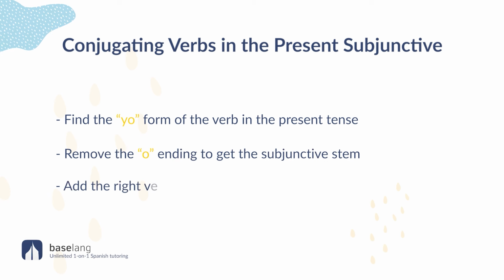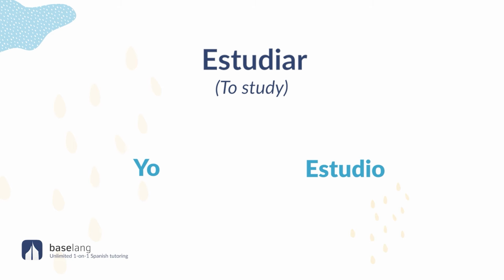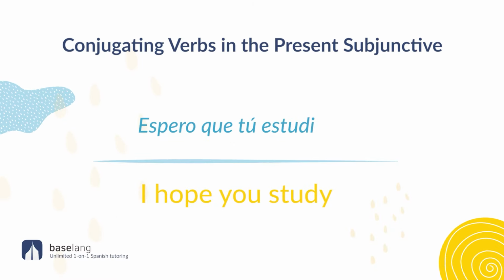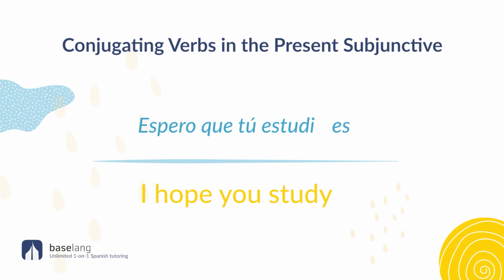Let's start with the verb estudiar, to study. The yo form is estudio. So when we remove the O, we get estudi. If I'm talking to tú and I want to say I hope you study, I add the ending es to get espero que tú estudies.